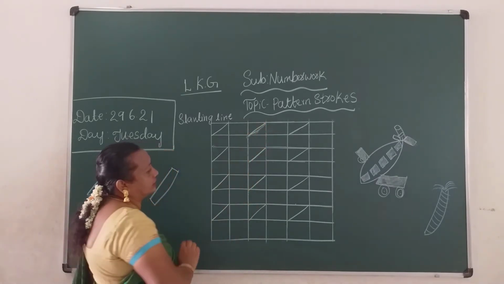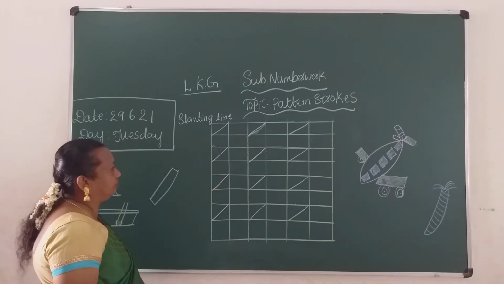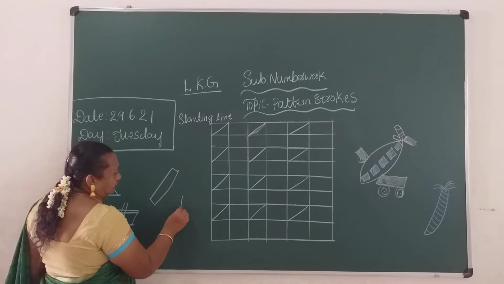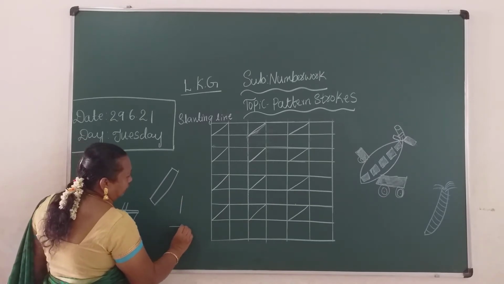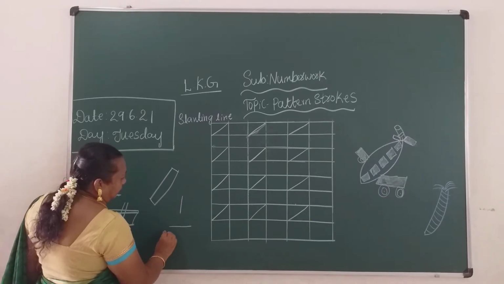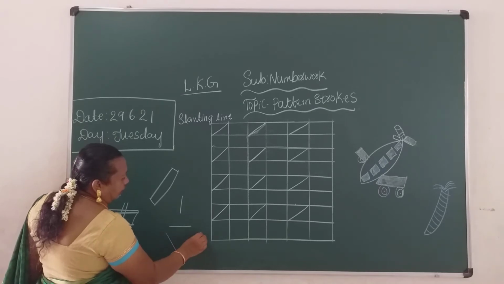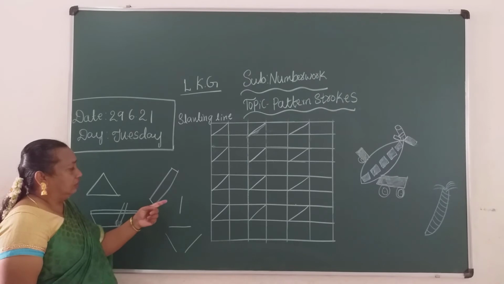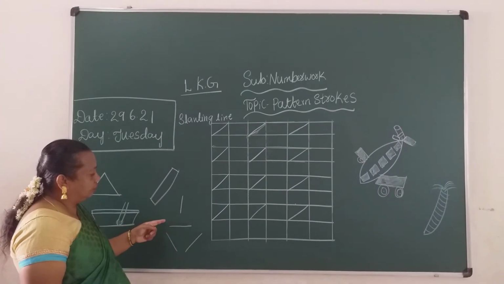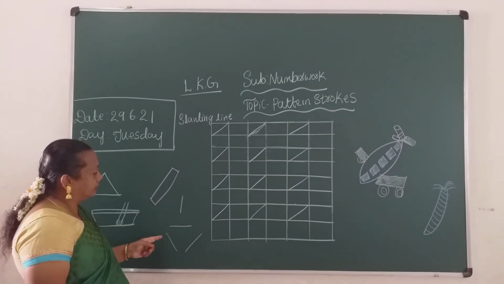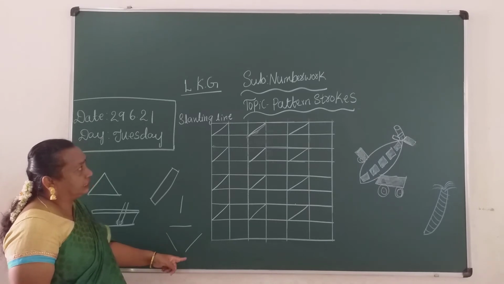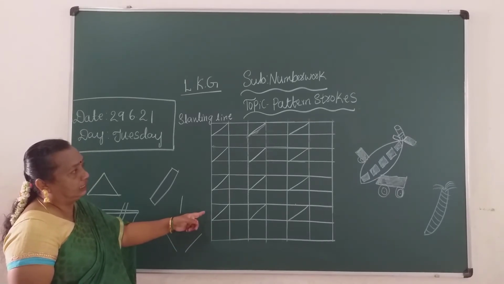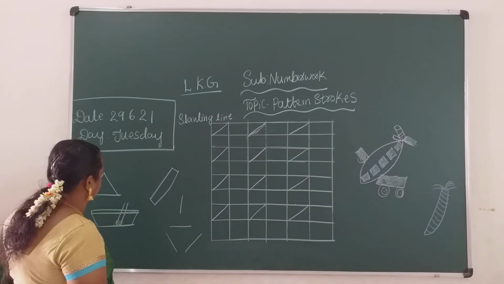Which ones have we finished, children? We finished standing line, sleeping line, right slanting line, left slanting line. How many pattern strokes, children? Standing line, sleeping line, right side slanting line, left side slanting line. Today we did the left side slanting line.